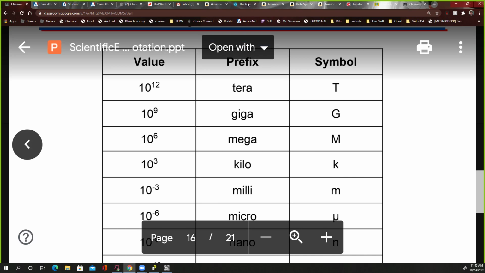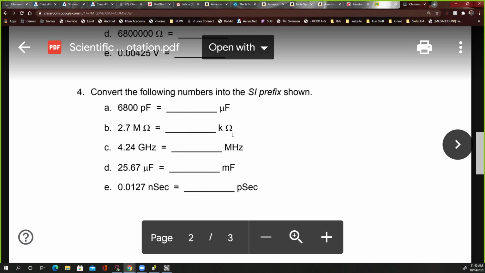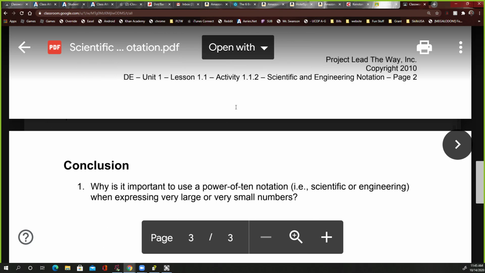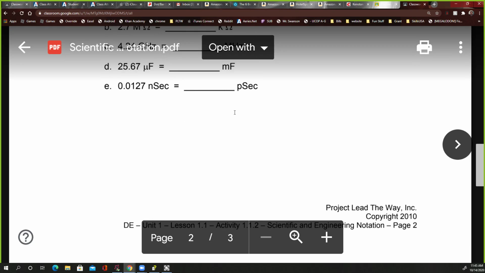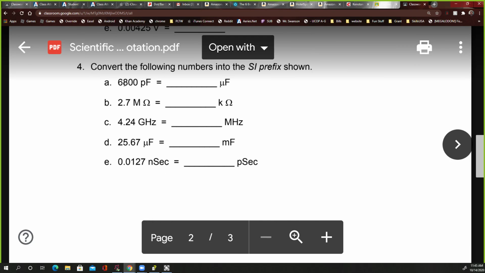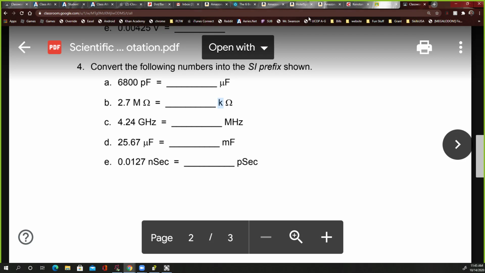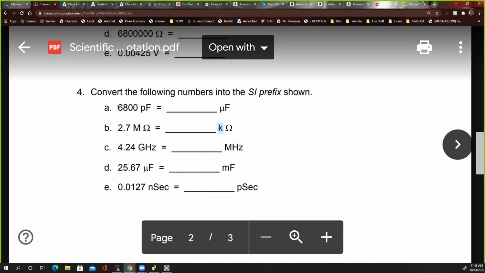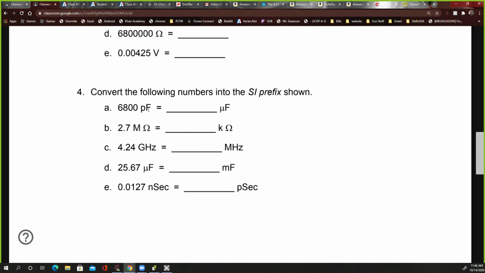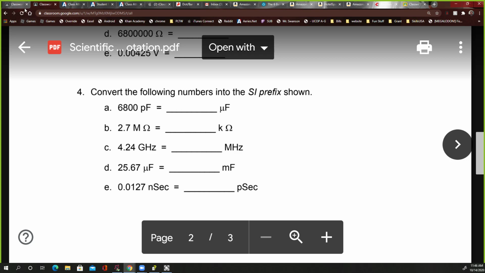Okie dokie. And then what's the next section? Converting the following numbers. This is the last part, right? Yeah, the other part's just conclusion. This is the last part. And they want you to turn picofarads into microfarads. And they want you to turn 2.7 megahertz into kilohertz. Okay? Now, how do you do that? Well, first off, let me move this right here, so they're right next to each other. And let's do that real quick together. So 6,800 picofarads. We're going to go to micro.